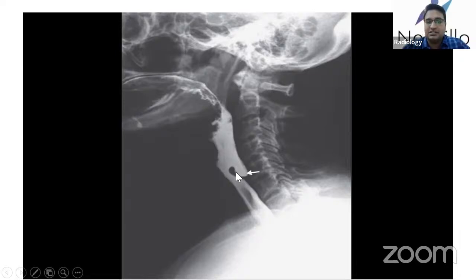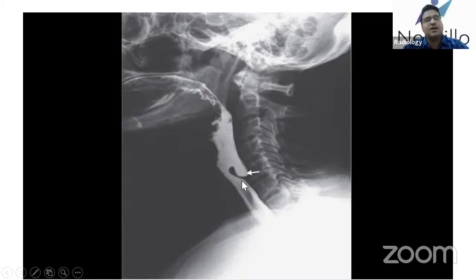Okay. The two images we have seen before are the AP, anterior-posterior, or frontal view. This is a lateral view. Can you appreciate these? These are the cervicals. Now look at this. The upper part of the esophagus is appearing fine. Look at this part. But what is this? Can you see an outpouching? Okay.